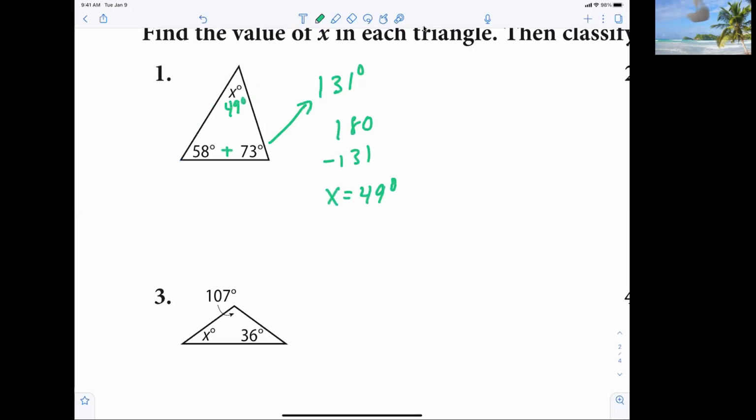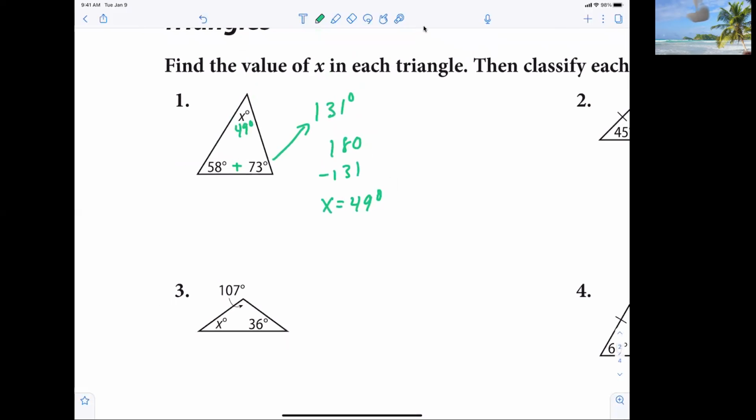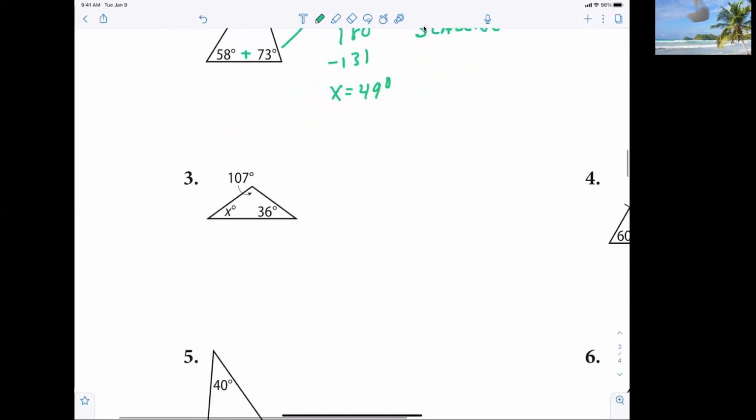Now we have to classify this by its angles. So what kind of triangle is it called, Jolie? Yes, but that's by sides. So we'll do angles first. So what's it called? That's right. It's called acute. That is by the angle. And then she's correct. No sides are equal. So it's an acute scalene triangle. Acute scalene. All right, anybody have any issues? I told you, easy.